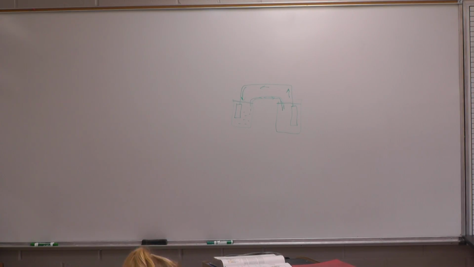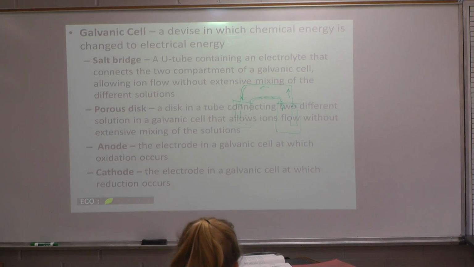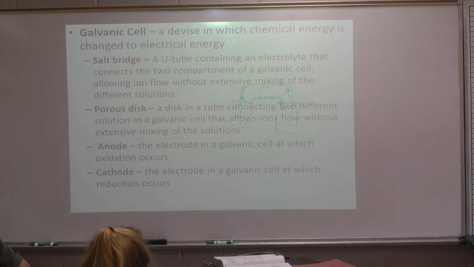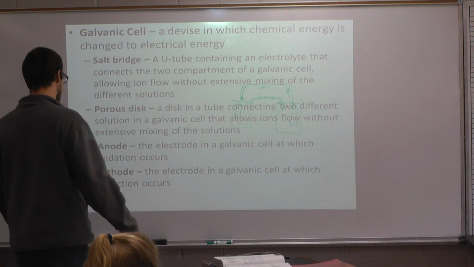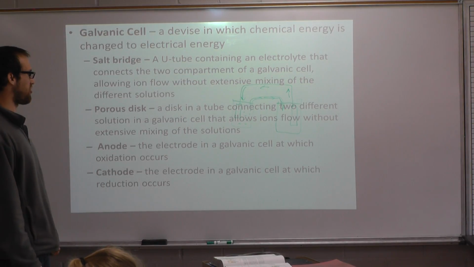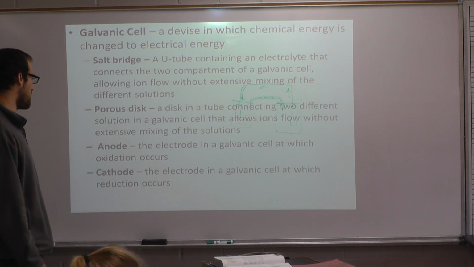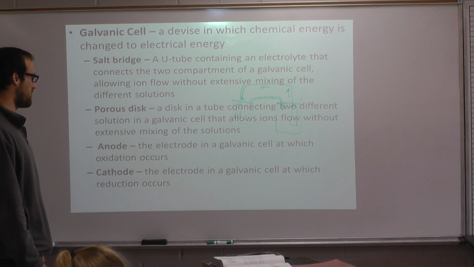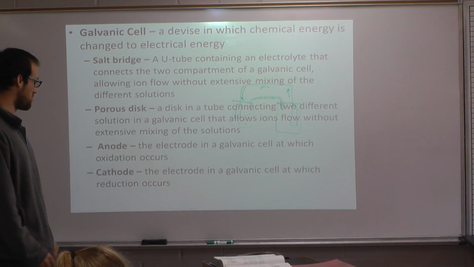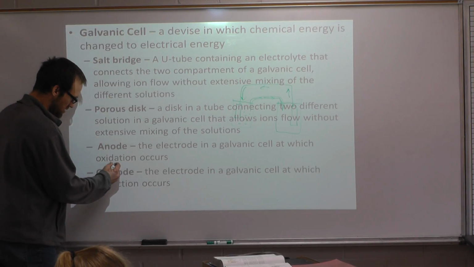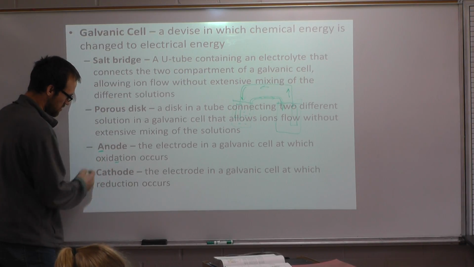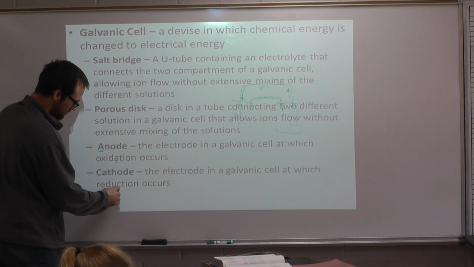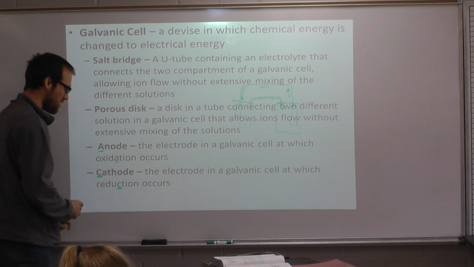Which is an anode and a cathode. Generally, I struggled to remember which was which for the longest time. One thing that helped me, although it's not that earth-shattering, helped me remember which one was the anode and which one was the cathode. Oxidation happens at the anode, and reduction happens at the cathode.